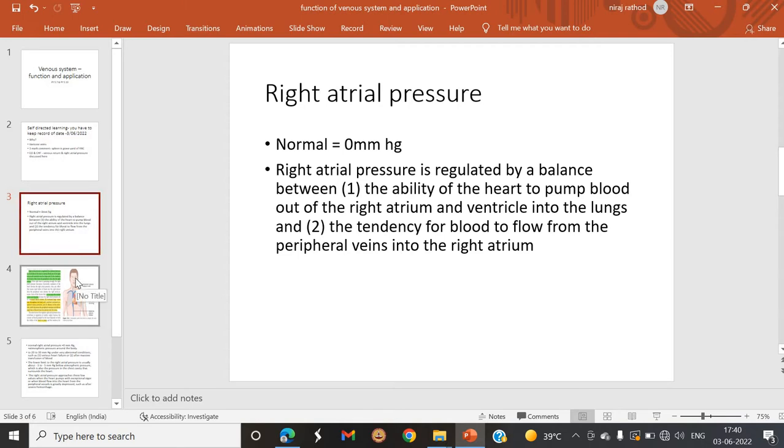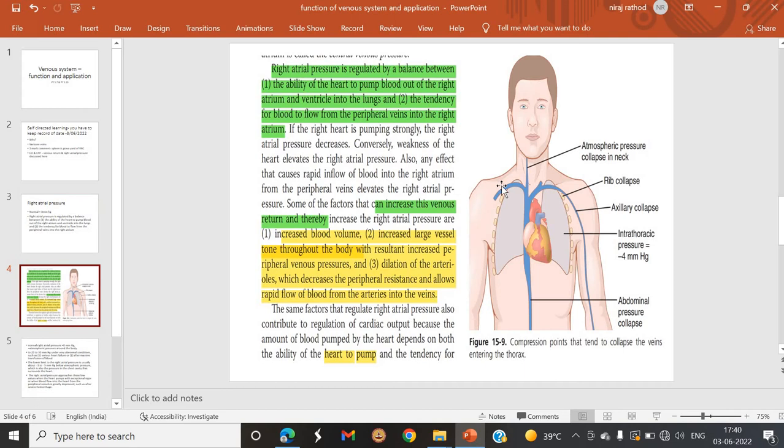So why are we talking about right atrium? Because we are learning about veins. As you can see in this figure, veins are directly opening, like superior vena cava and inferior vena cava, directly opening in right atrium. So the pressure of right atrium is directly reflected in the veins. So that's why we are discussing right atrium.